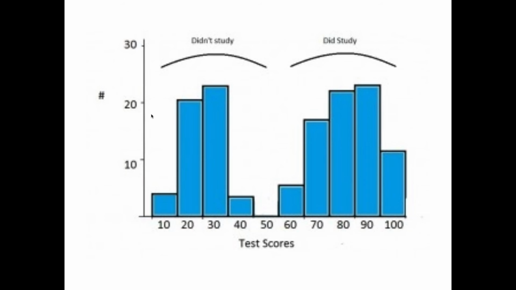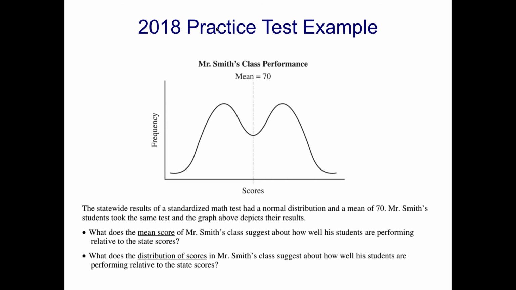Let's just say we finish a test, I pull up the data, and I see, wow, I've got lots of kids here, and I've got lots of kids here. That means we have a bimodal distribution. So this is a practice example that you're going to do on your own. It's from the 2018 practice test. We've got Mr. Smith and his class performance. Their mean is 70, and it's showing you that he has a bimodal distribution.